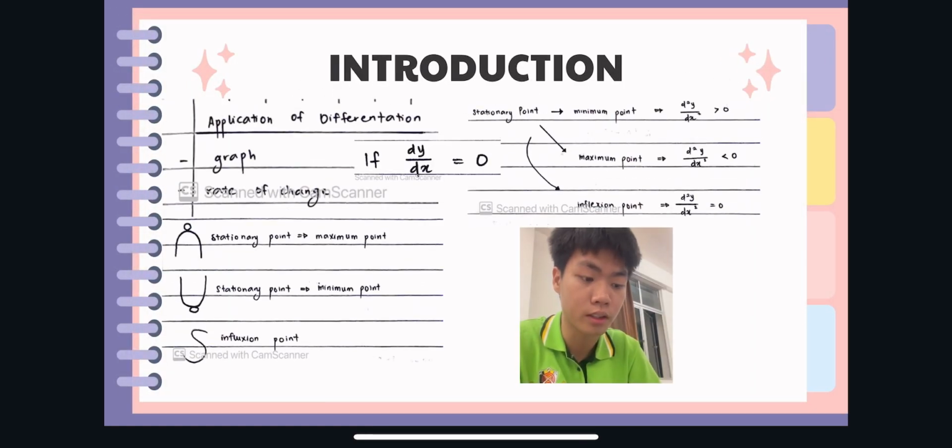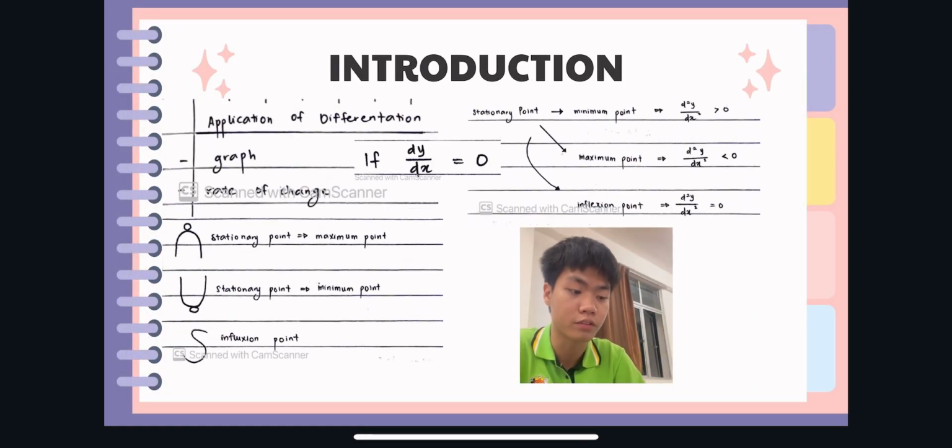Today I will be talking about the application of differentiation. We have two types of application of differentiation, that means graph and rate of change. Rate of change is stationary point to maximum point, stationary point to minimum point. And the third one is inflection point.